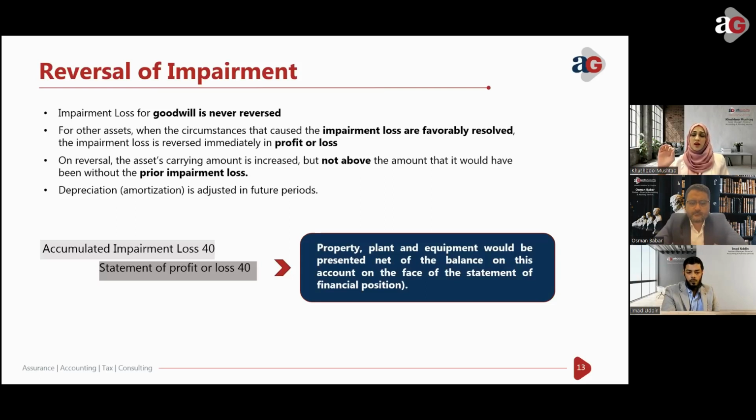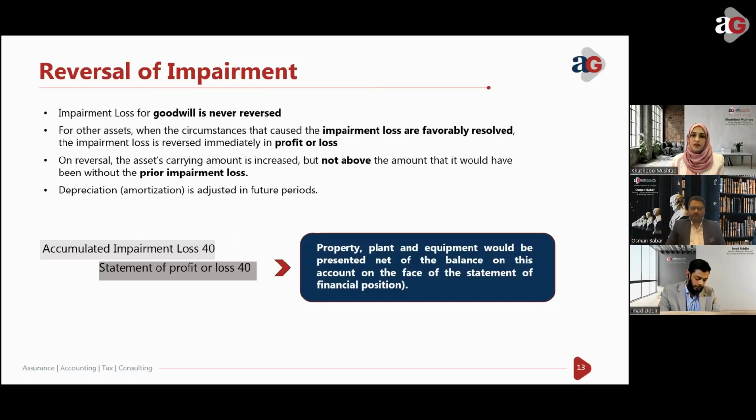So the standard allows you to reverse the impairment loss only to the extent of the loss that you have already booked. Okay, and similarly, your depreciation and amortization will also be adjusted for future periods. So this is a quick glimpse of whatever the standard says with regards to the basics and the accounting treatments.